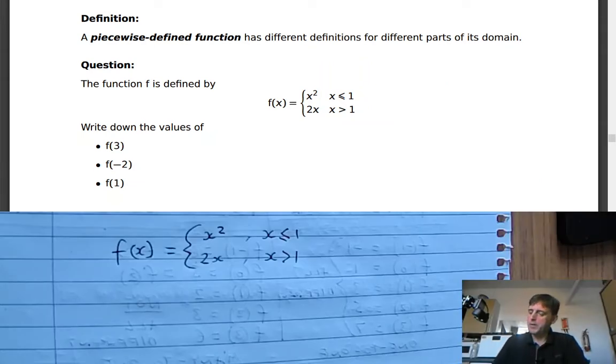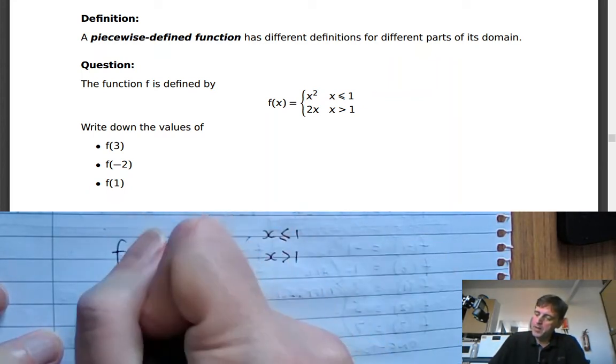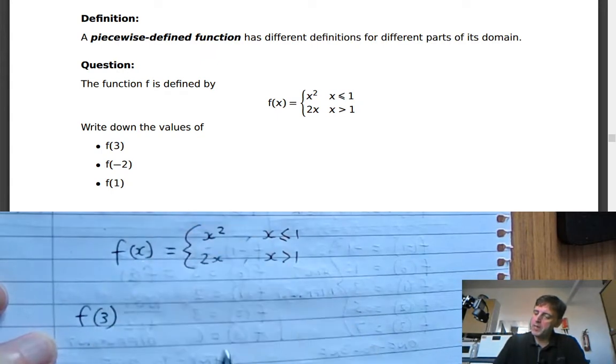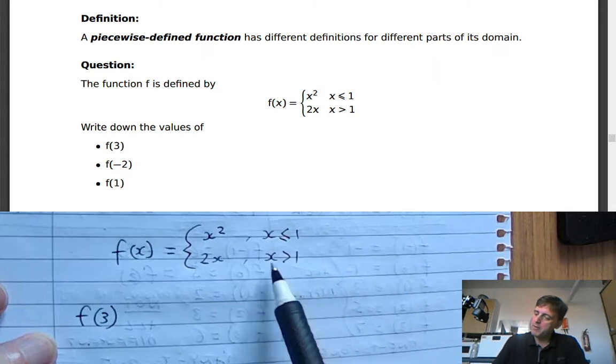Okay, let's go through these here. So here's my function. The piecewise defined function has these two different rules. Here's what you should have done. F of 3, so if the input is 3, we need to work out which of the rules we're interested in here. Well, 3 is obviously greater than 1, so we're looking at this rule here.